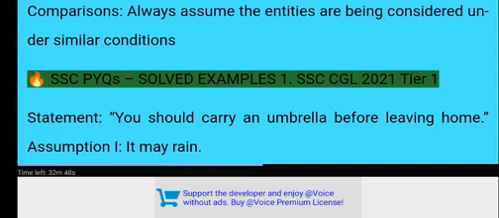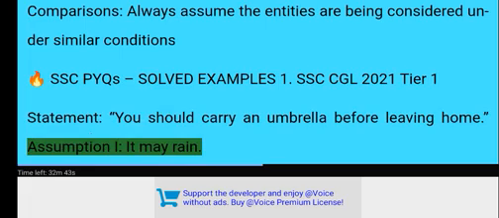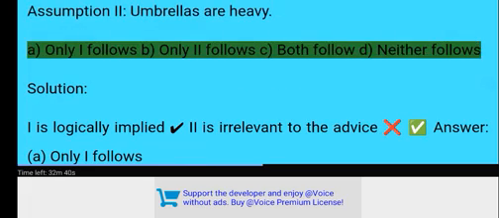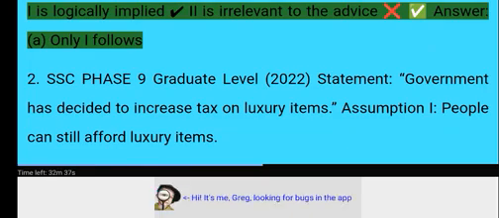SSC PYQs, solved examples. 1. SSC CGL 2021 Tier 1. Statement: You should carry an umbrella before leaving home. Assumption I: It may rain. Assumption 2: Umbrellas are heavy. A. Only I follows. B. Only 2 follows. C. Both follow. D. Neither follows. Solution: I is logically implied. 2 is irrelevant to the advice. Answer: Only I follows.